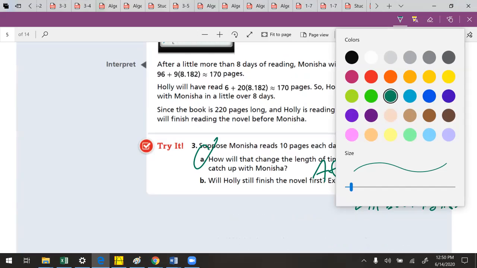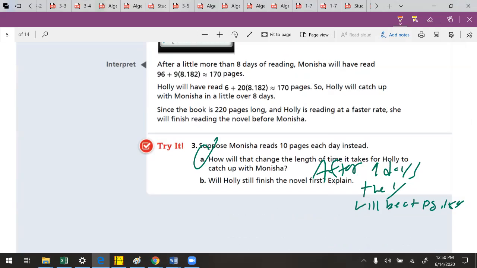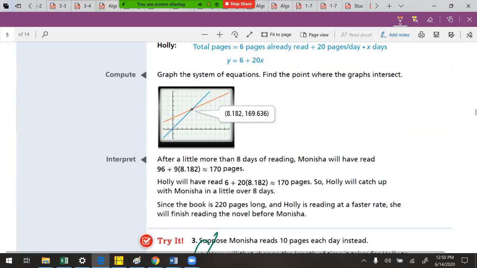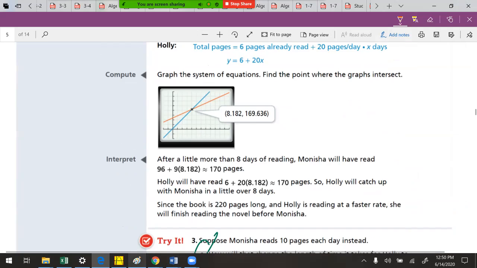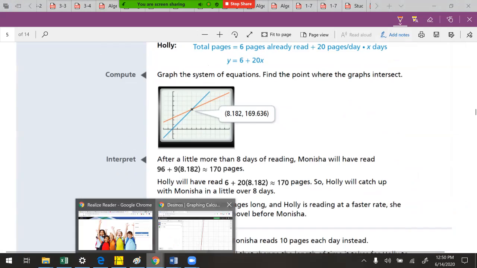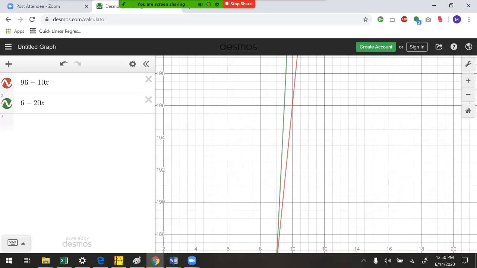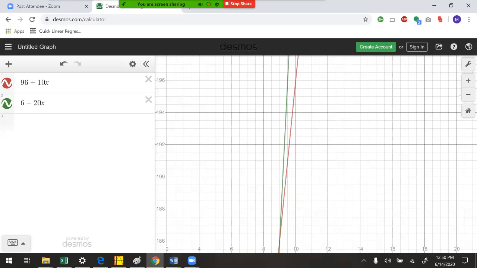Now part B, if you notice: will Holly still finish the novel first? Okay, let's take a look at both lines here. Holly was the 6 plus 20x. And if you notice, Holly, as a matter of fact, goes above the Monisha line. So therefore, because she's actually past Monisha's line, she will still finish first, believe it or not.